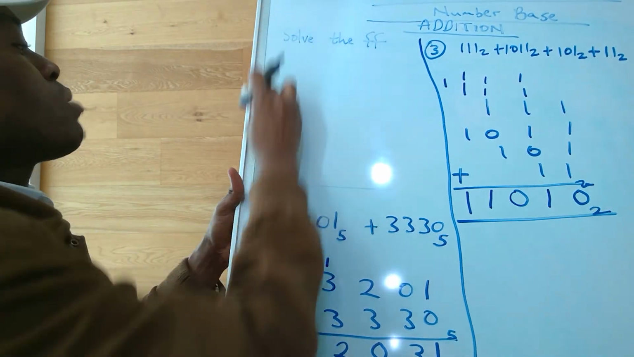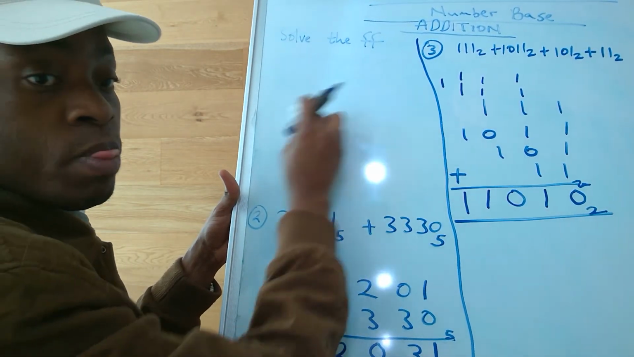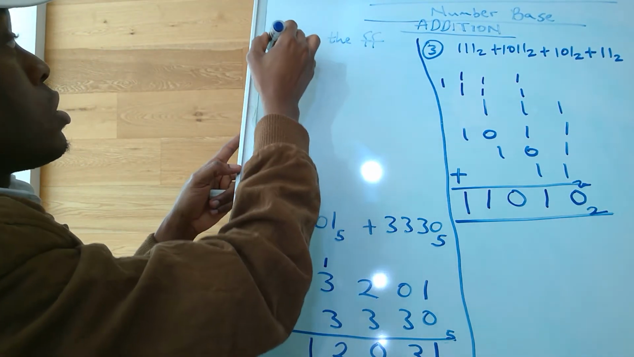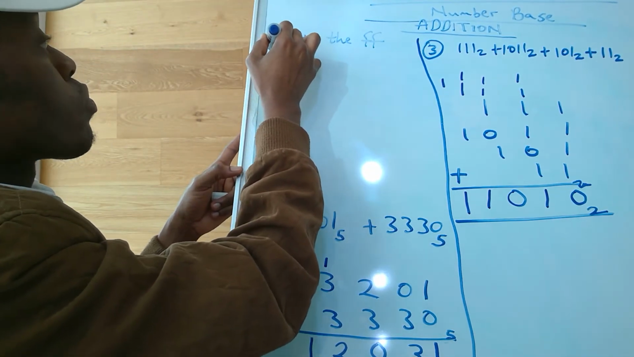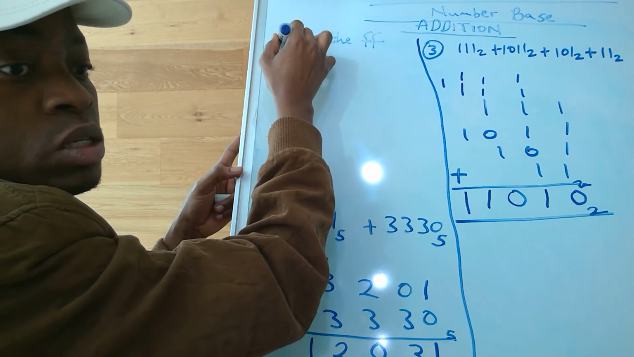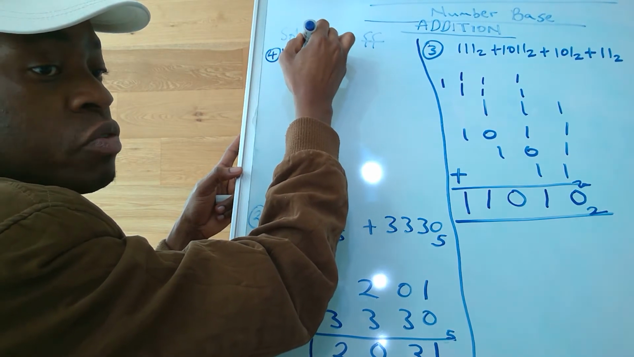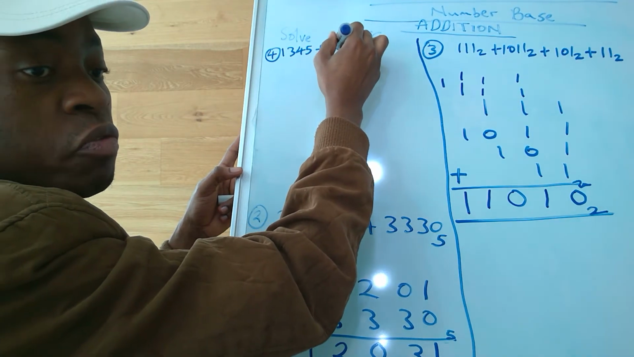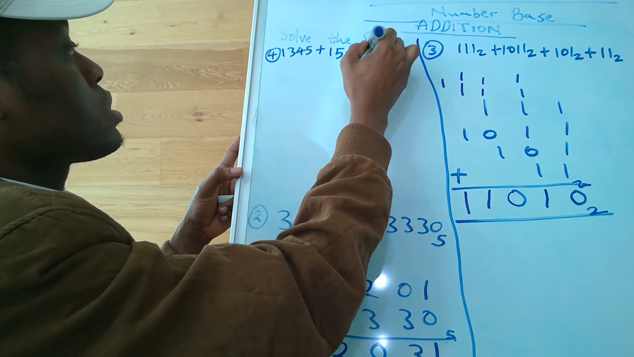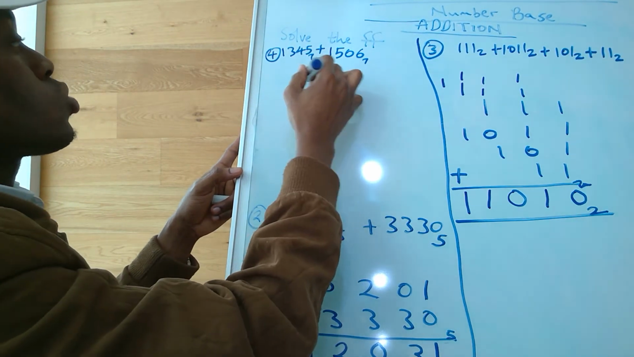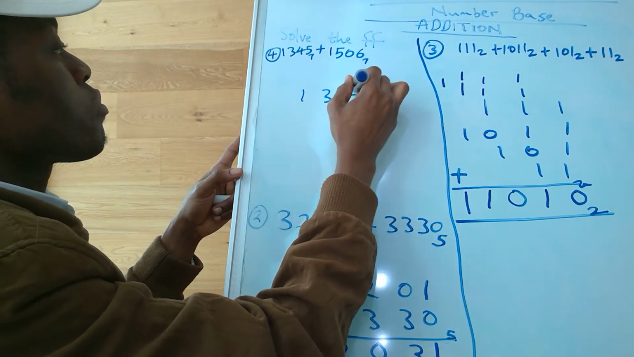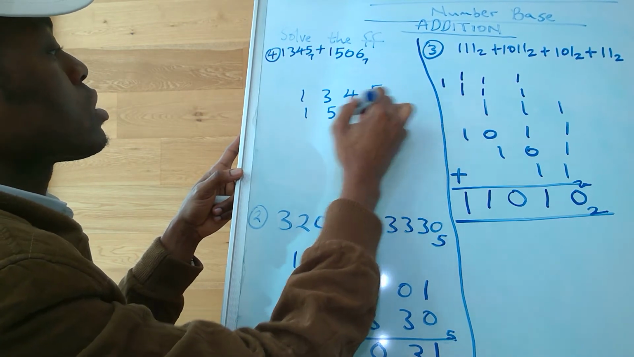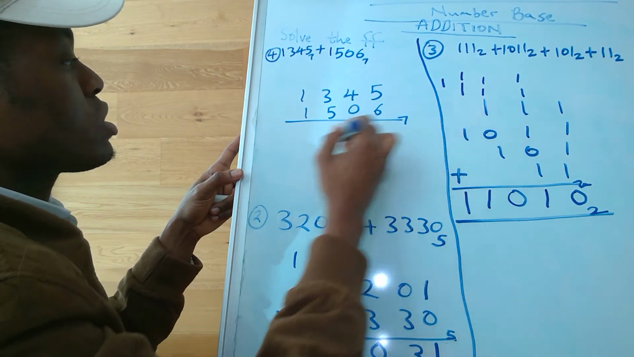Let us have one example under base 7 so that you will understand it better. This is 1, 3, 4, 5 plus 1, 5, 0, 6, base 7. Look at this one. 1, 3, 4, 5. 1, 5, 0, 6. We are working under base 7.